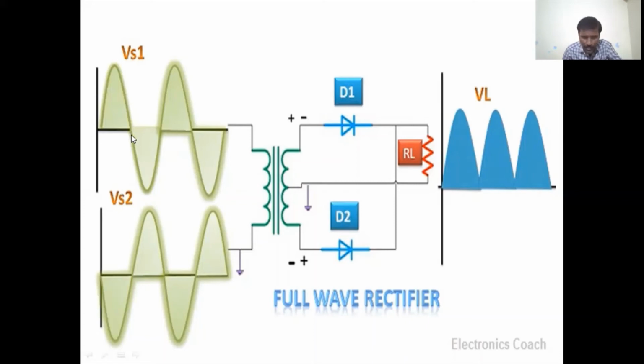Next, when the negative half cycle of VS1 enters diode D1, it behaves as a reverse biased diode, so there is no conduction at diode D1. At the same time, the positive half cycle of VS2 enters diode D2, so it conducts. Then the output is collected at the load resistor. That is, positive half cycle at diode D1 and simultaneously negative half cycle at diode D2.